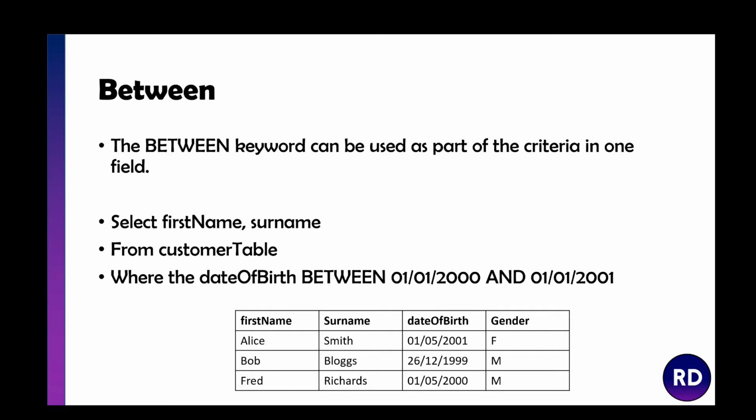So we can select the first name and surname from our customer table where the date of birth is between the 1st of January 2000 and the 1st of January 2001, and it will pull up the data that we need. Obviously it won't get Bob Bloggs because he was born in 1979, but it will get Alice and it will get Fred. So it'll return both of those records, because their dates of birth are between those two values that we've specified. So that's between, and it's really useful for numeric values or date values.